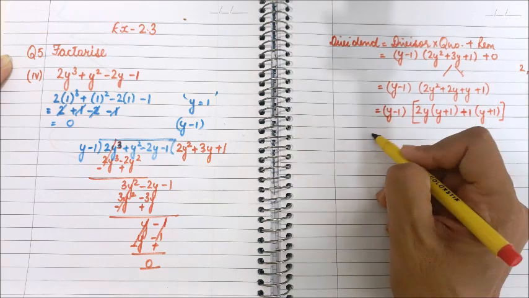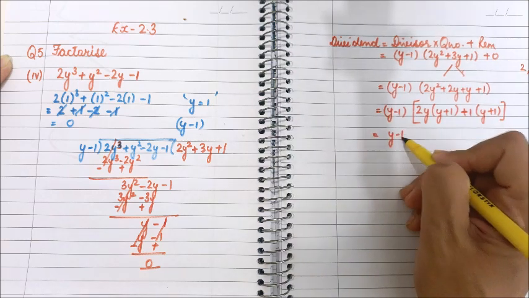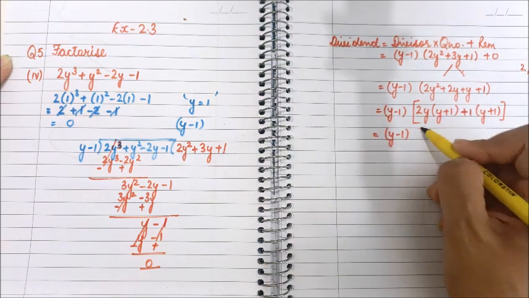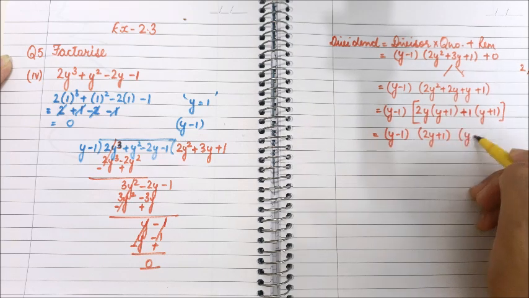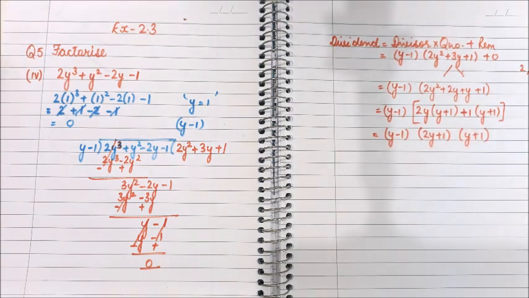So bracket closes. So the factors of this cubic polynomial will be y minus 1 and 2y plus 1 and y plus 1. This is how we are going to factorize the cubic polynomials.